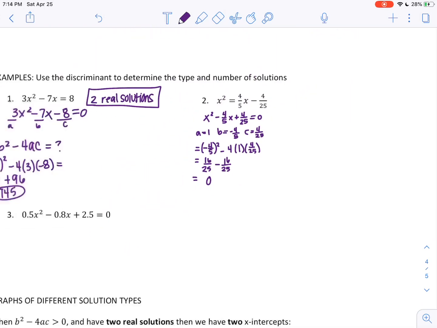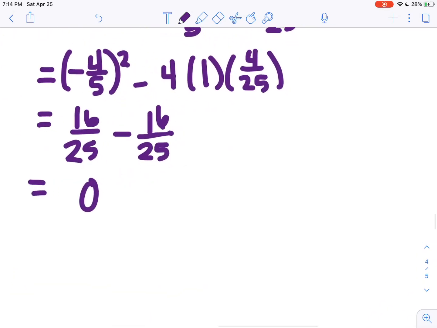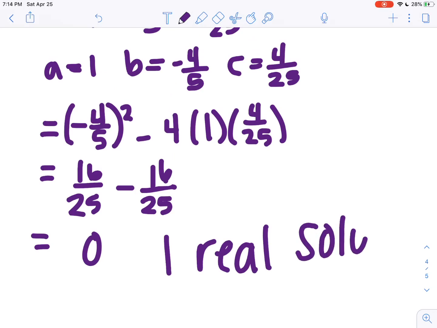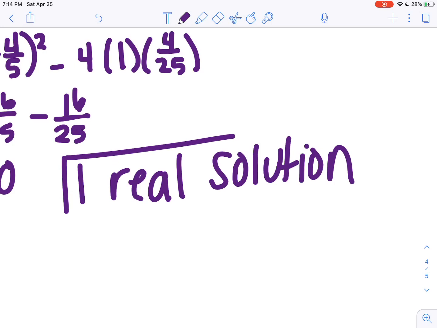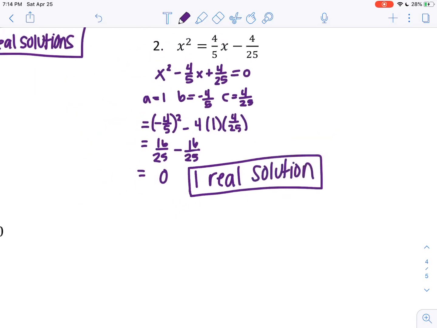Since it equals 0, go back to your chart. That means I have a real solution, but I only have one of them. It's not telling me that my solution is 0. That certainly is not the case. It's just telling me that inside of that radical of the quadratic formula, it's going to equal 0, which is creating one real solution for me.